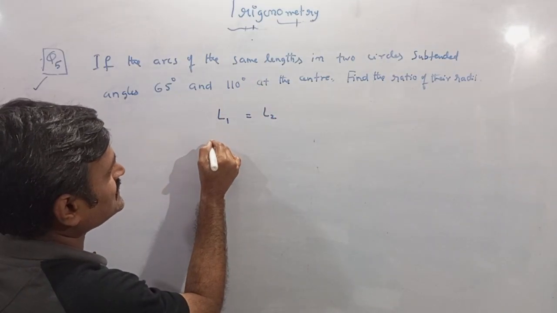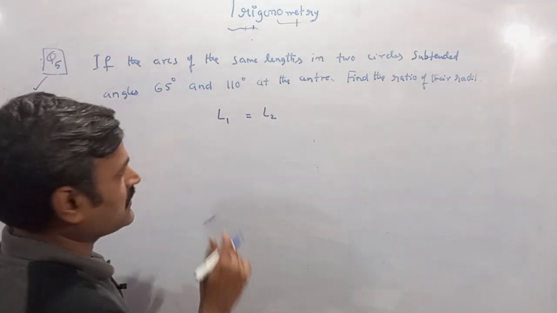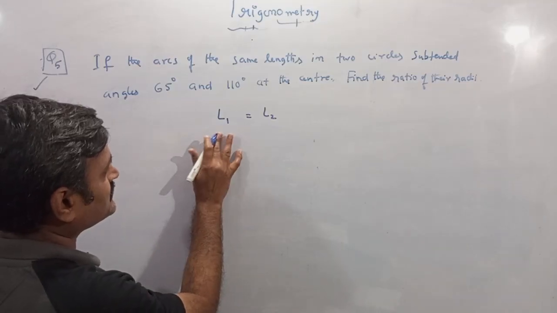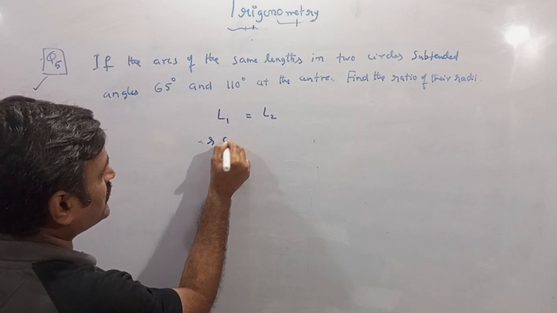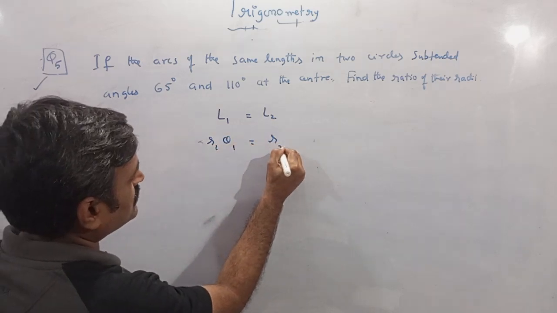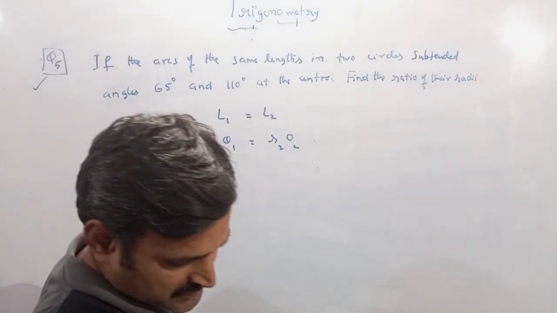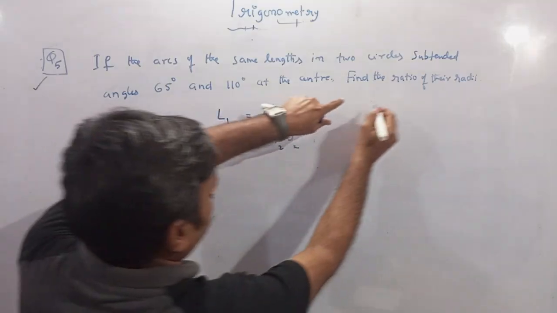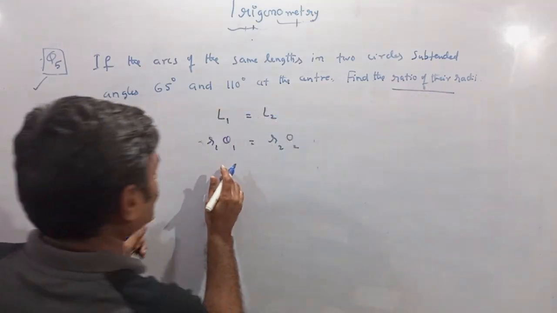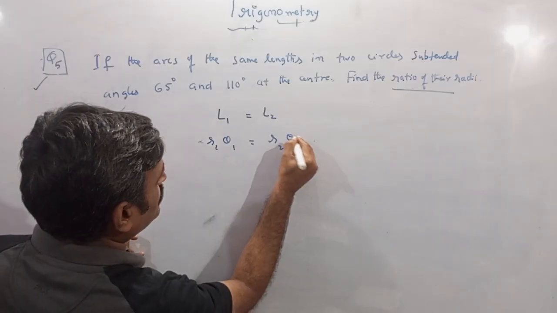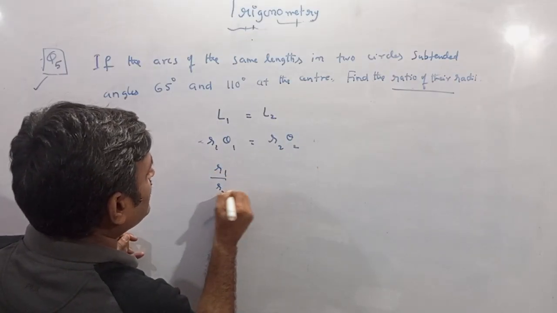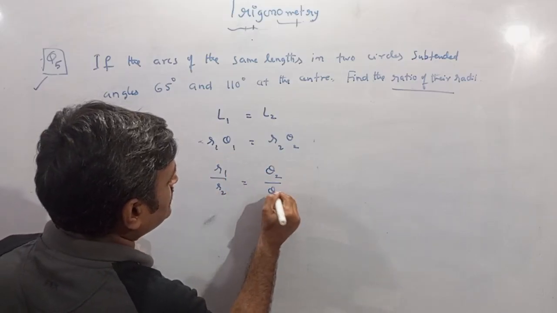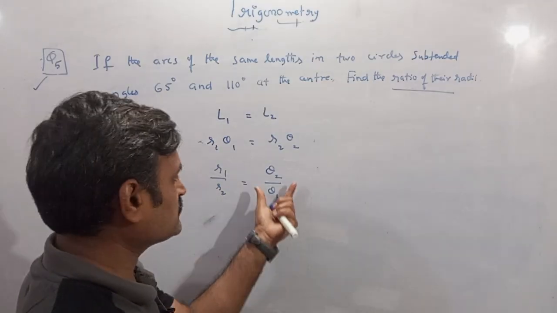Suppose you take the radius R1 for this one and angle theta 1. Then R1 into theta 1 equals R2 into theta 2. In this particular case, we don't know the radii, so we want the ratio of the radii. So I will take R1 by R2. I would like to find this only. Then this will become theta 2 by theta 1. This is the final answer you have to tell.